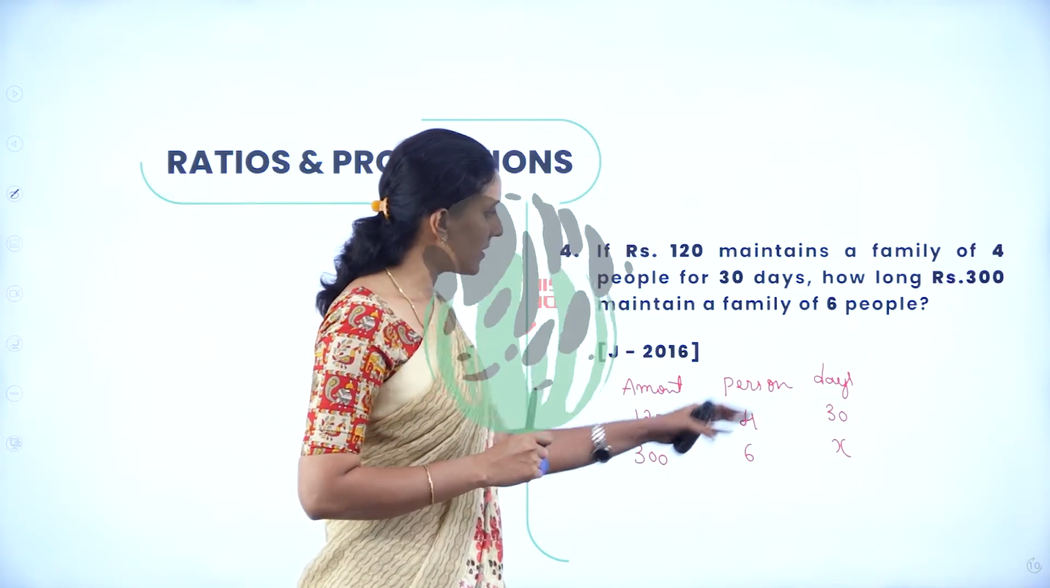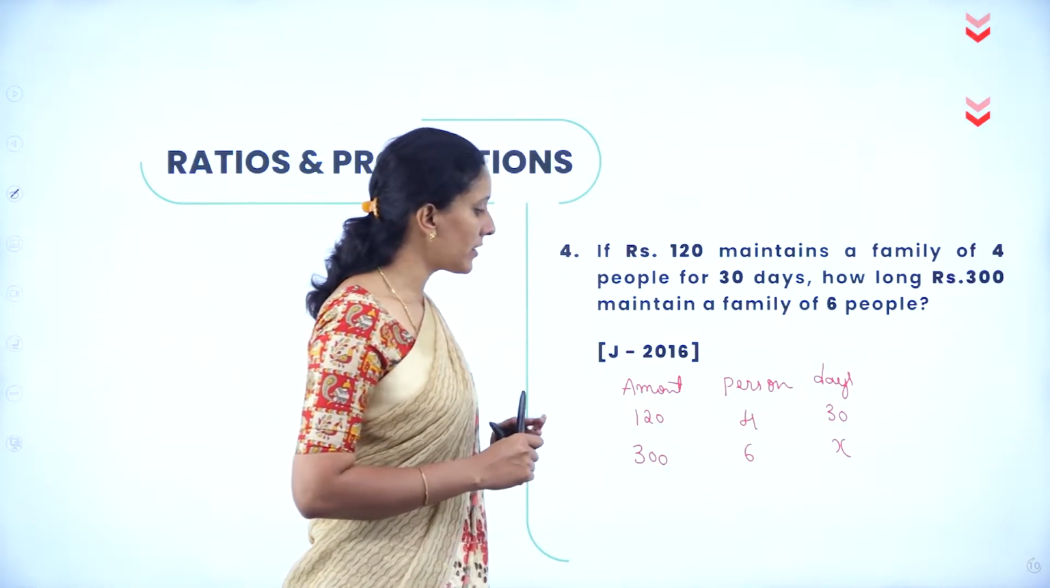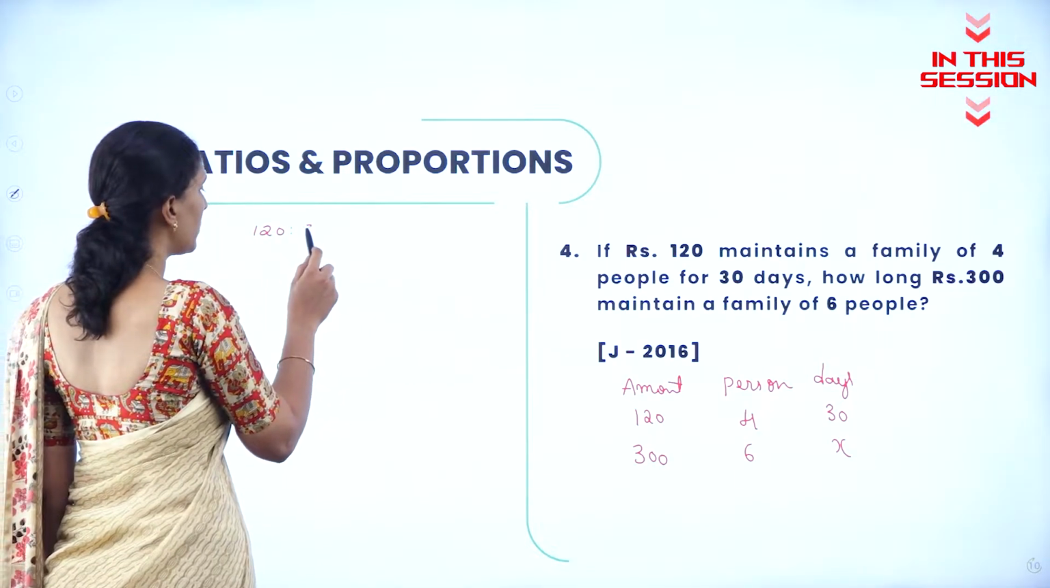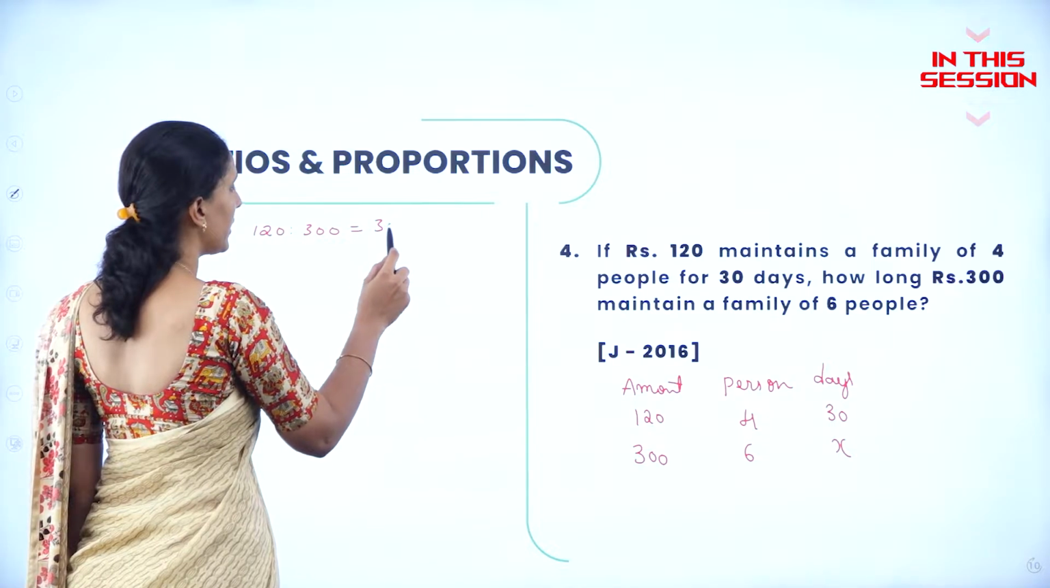As the amount increases, the number of days also increases. So therefore they are directly proportional. So we can write 120 is to 300 is equal to 30 is to x.